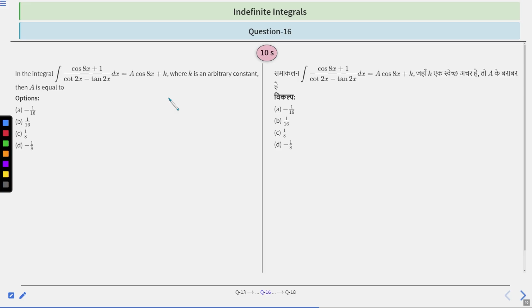Again, the hint for this question is that you can apply the formula cos 2 theta plus 1, and cos 8x plus 1 will be cos 2 into 4x plus 1. Also, you can write cot 2 theta and tan 2 theta in terms of cos theta and sin theta. In this way you can easily approach this question, and after simplification you will get an integrable form, so that you can easily get the answer in the form of a cos 8x plus k. So we have 10 seconds to solve or think about this question. After 10 seconds we will discuss the solution.